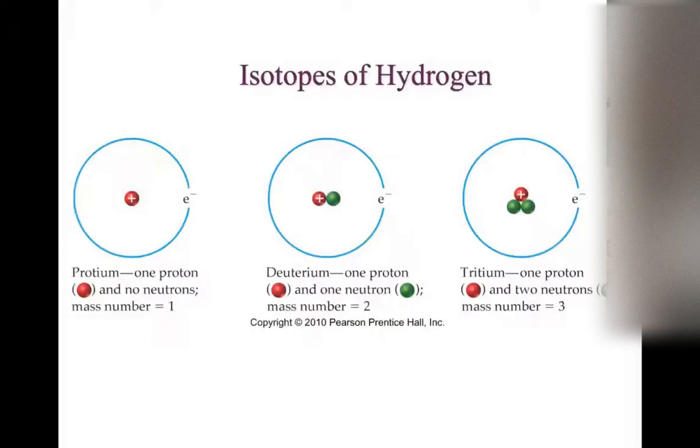So let's take a look at that. Here's hydrogen, right? These all have 1 proton. So these are all isotopes of hydrogen.